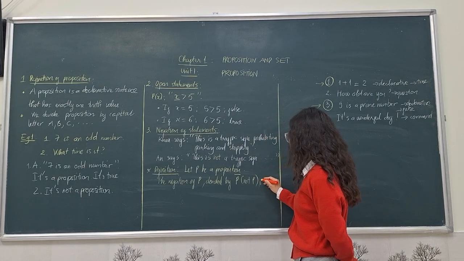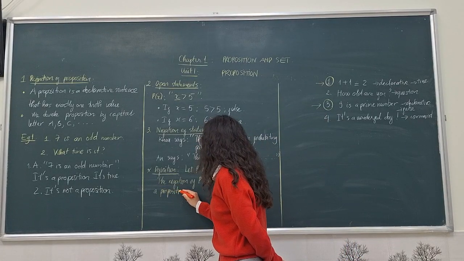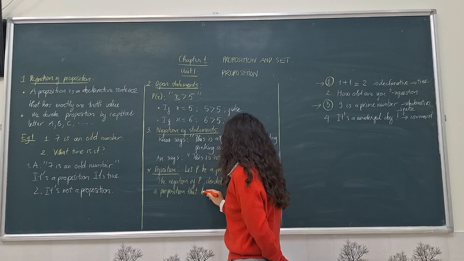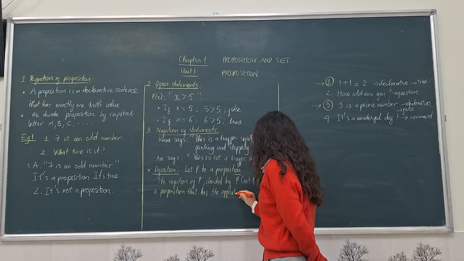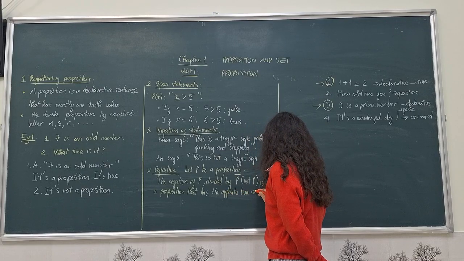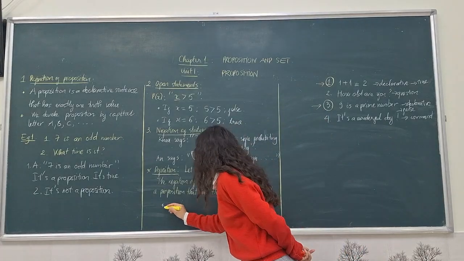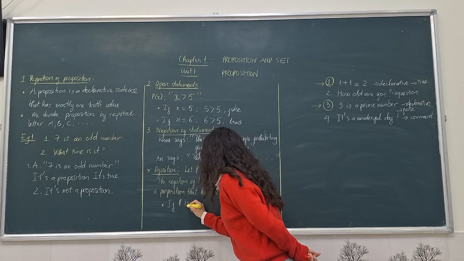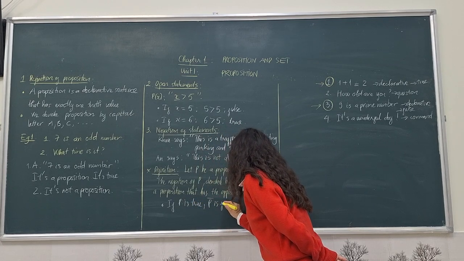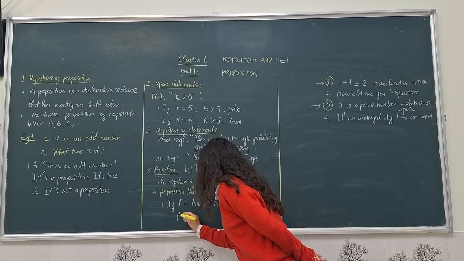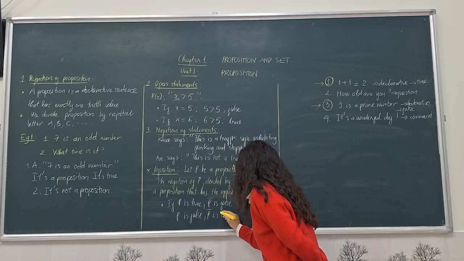Denoted by P bar is a proposition that has the opposite truth value of P. So that means if P is true, then P bar, not P, is false. If P is false, then P bar is true.